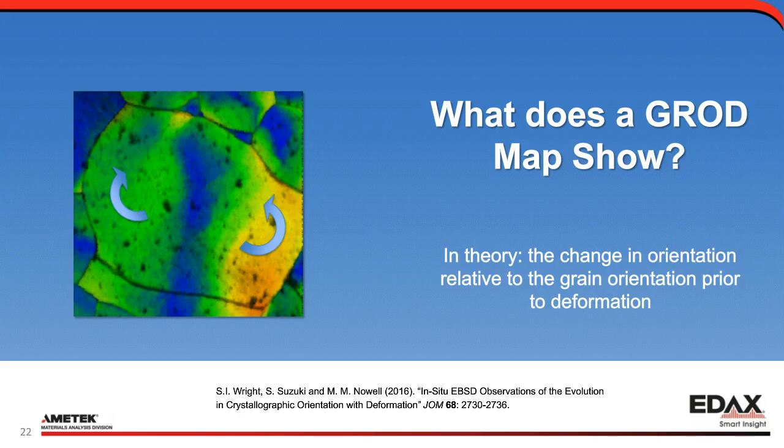And what does it show? So originally I thought of these showing the change in orientation relative to the grain orientation prior to deformation. But I'm going to explain why that isn't quite true. And much of this is covered in a JOM paper we wrote a few years back.